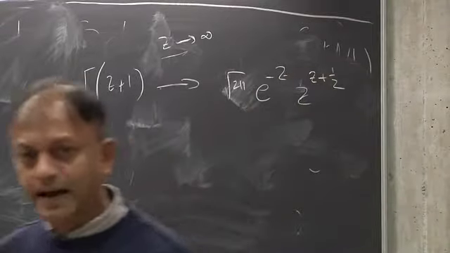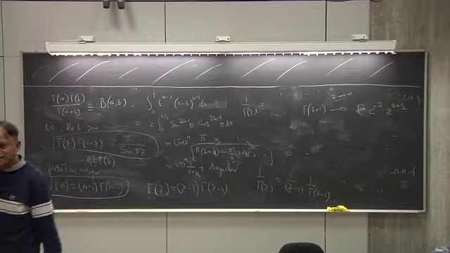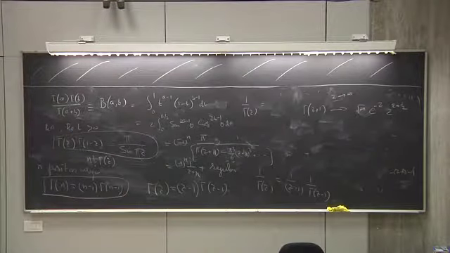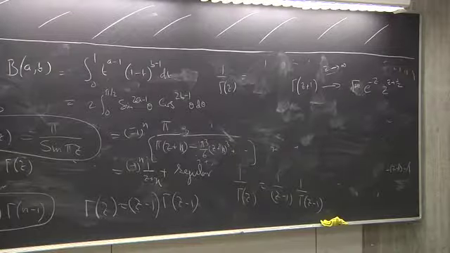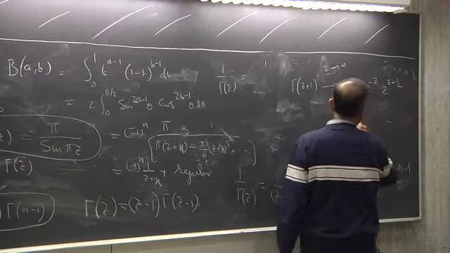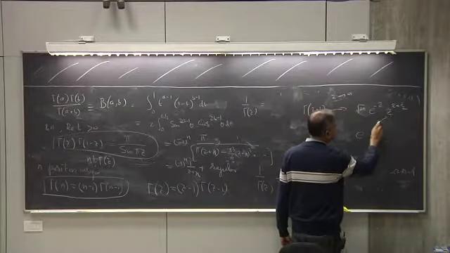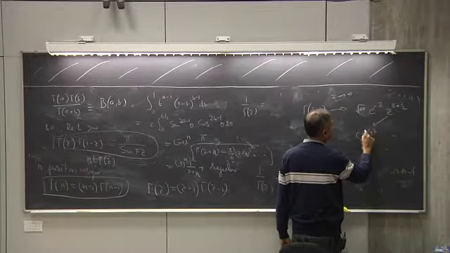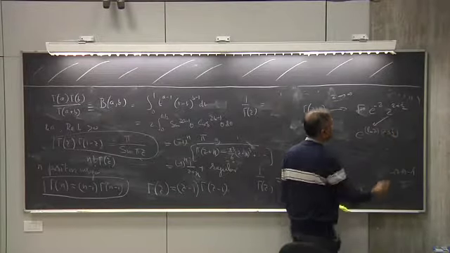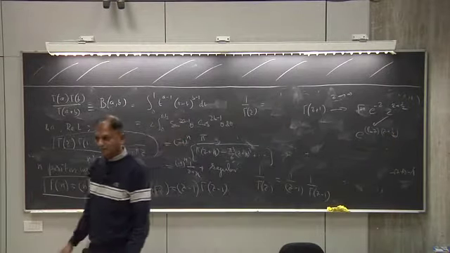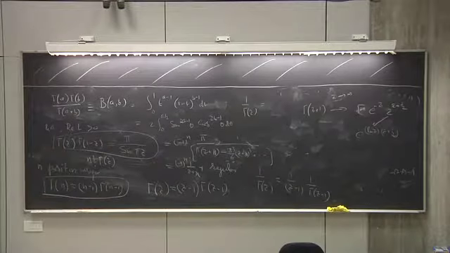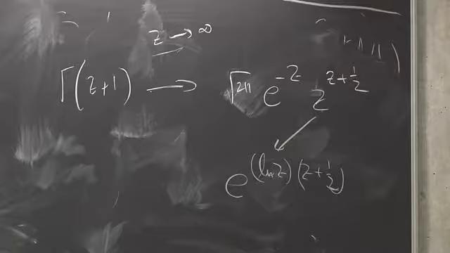This is a very rapid growth. It really blows up very rapidly, even faster than the exponential, because I can write this as e to the power of log z times z plus half. So it's even faster than this exponential growth. This Stirling formula we will use later when we discuss hypergeometric functions, in the fourth chapter.